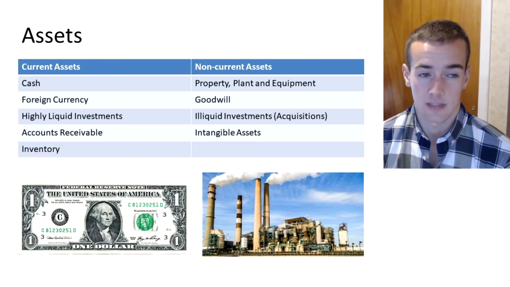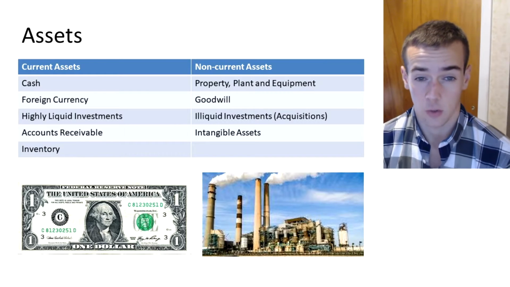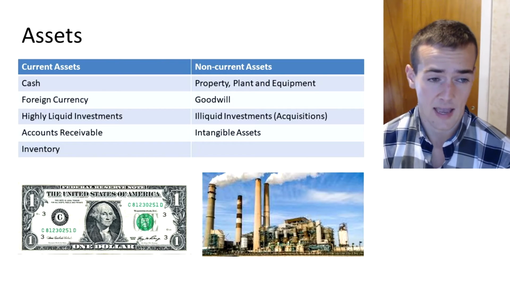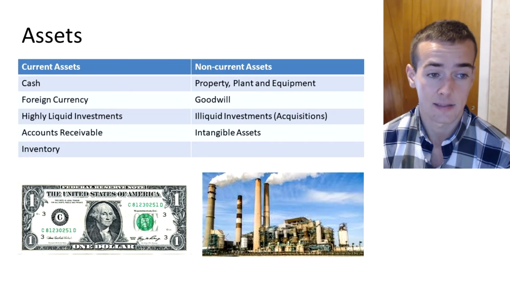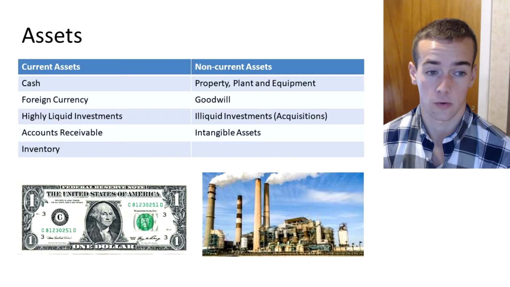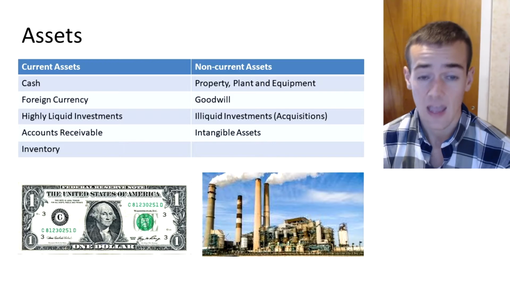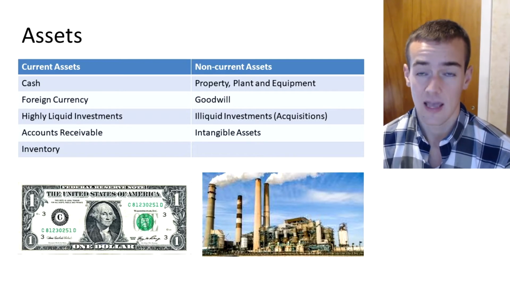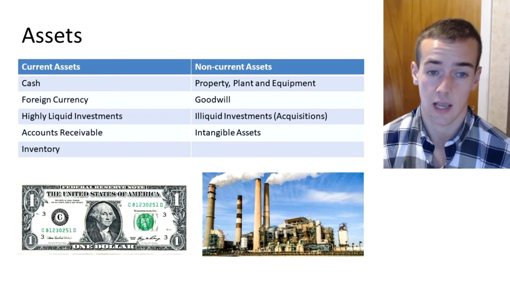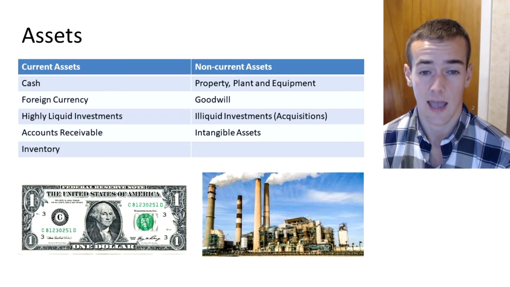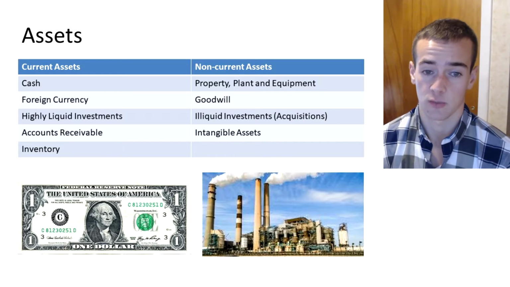So here are some common examples of the current assets and the non-current assets you would have listed on a company balance sheet. So on the left, under current assets, cash and foreign currency, any highly liquid investments, any accounts receivable, or inventory. These are all things that are currently in cash or expected to be converted into cash within the next 12 months. And then under non-current assets, this is the property, this is the plant, the equipment, this is the goodwill, the intangible assets like the brand, any illiquid investments. A good example of this would be any acquisitions and other intangible assets.